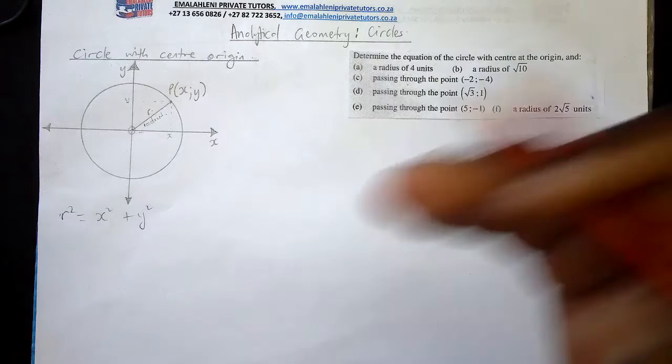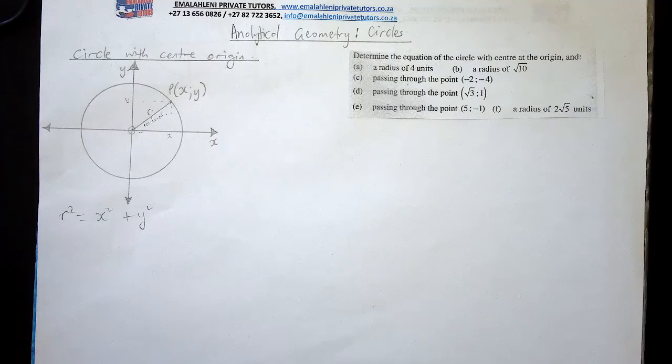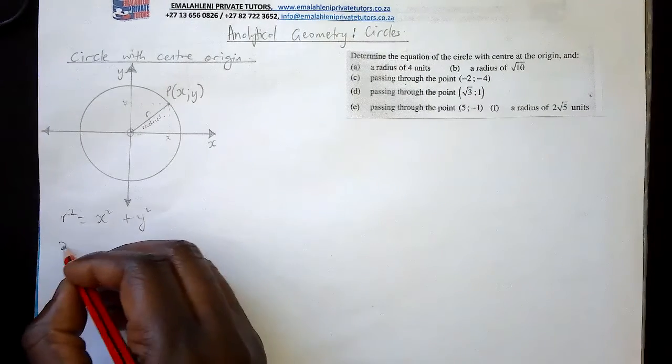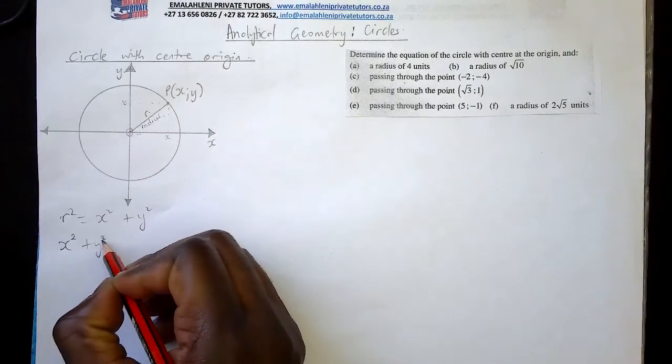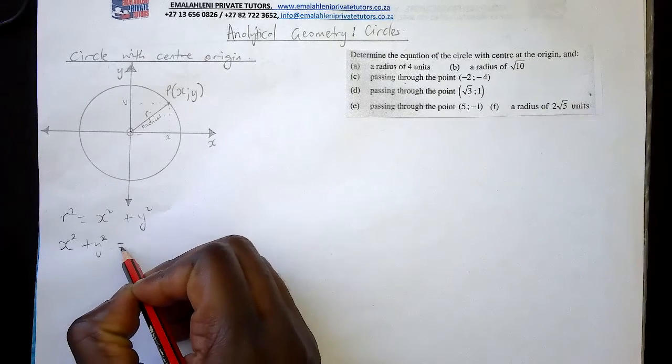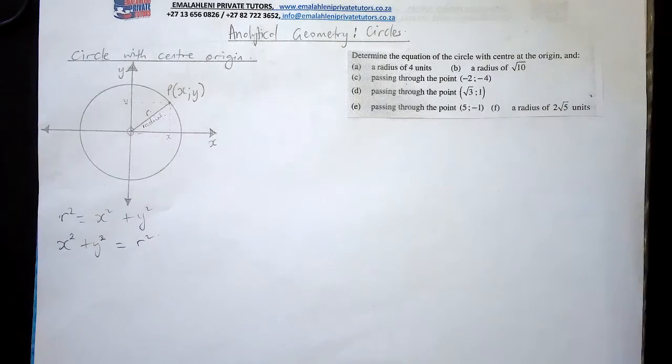It's coming from the Pythagoras theorem, okay? So we just need to know that the equation of a circle with the center at the origin is X squared plus Y squared is equal to R squared, okay? That's all. R being the radius, your X and Y are your coordinates, okay?